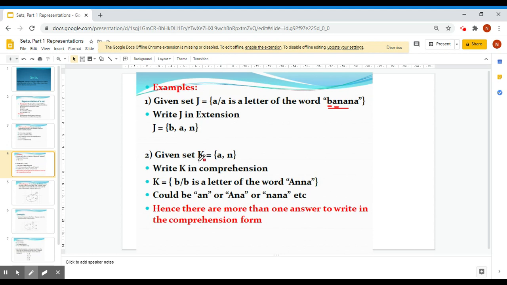Another example, the set is written in extension. I have to write it in comprehension. The set K is equal A and N. So I have so many ways of writing it in comprehension. So I can say b such that b is a letter of the word Anna. Or I can say it's a letter of the word Anne or Nana, etc. So we can conclude that we can write the comprehension in more than one form.